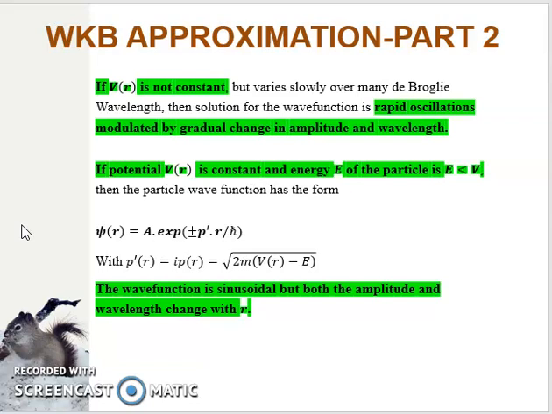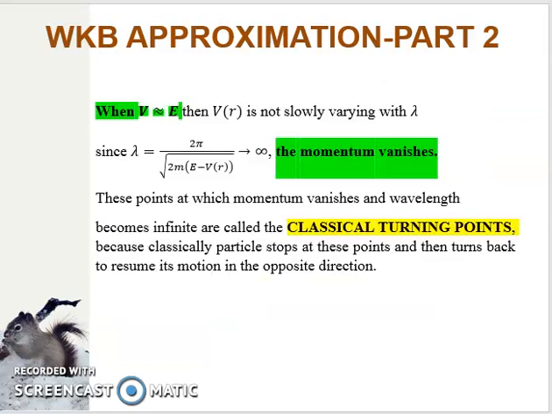However, if potential V(r) is constant and the energy E of the particle is less than V, then the particle wave function has the form psi(r) equal to A exponential plus minus p' dot r by h cross, where this p' is imaginary and is equal to the square root of 2m(V(r) minus E). That means the wave function in this case is also sinusoidal, but both amplitude and wavelength change with r.